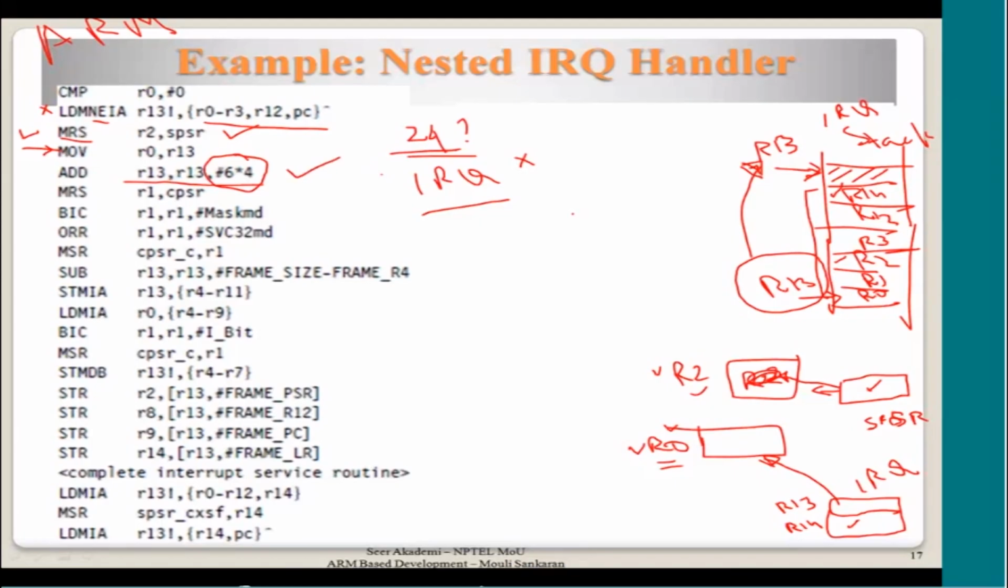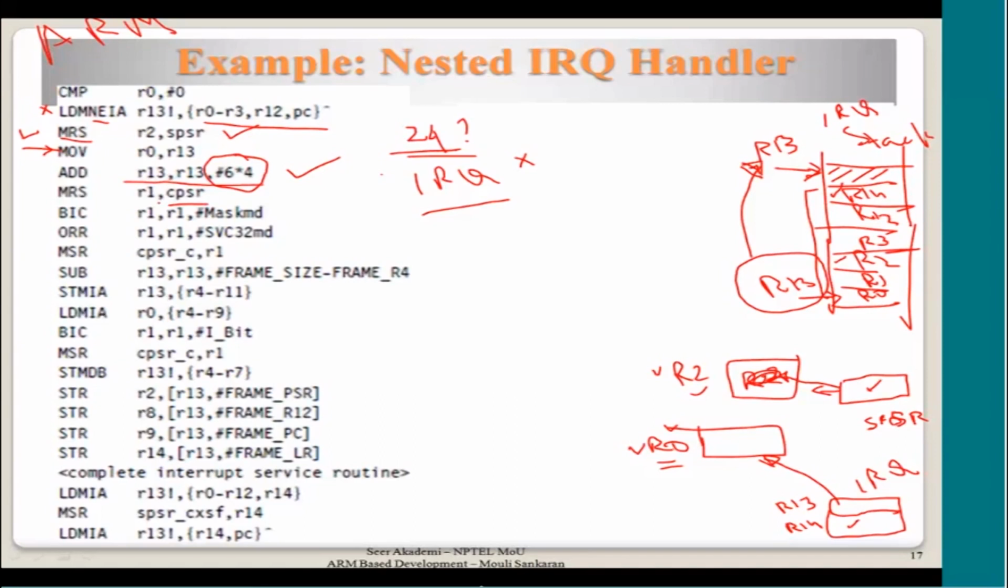And I am giving an assurance that our IRQ will not come because IRQ is not enabled now, because as soon as the processor recognizes the interrupt, it has disabled the IRQ interrupt. So unless we specifically enable it, it is not an issue. And then now what is happening? CPSR.